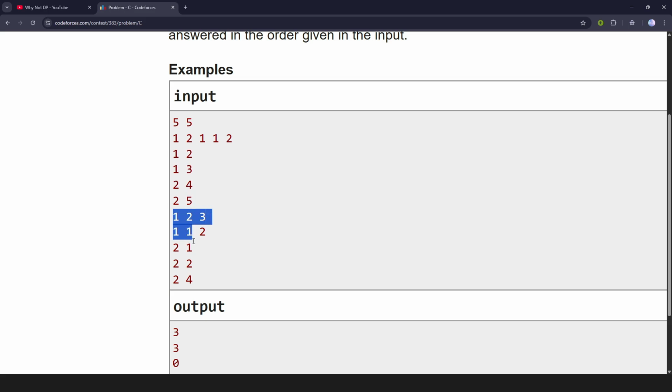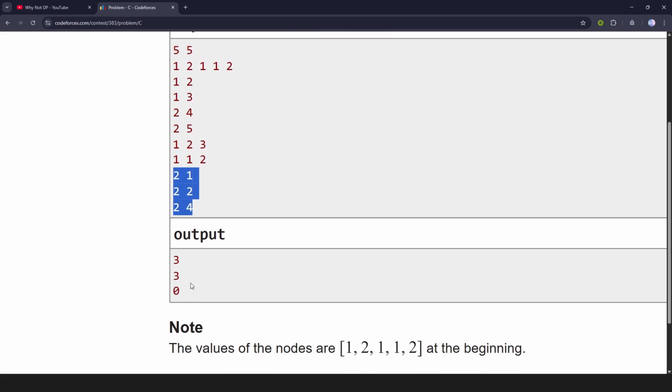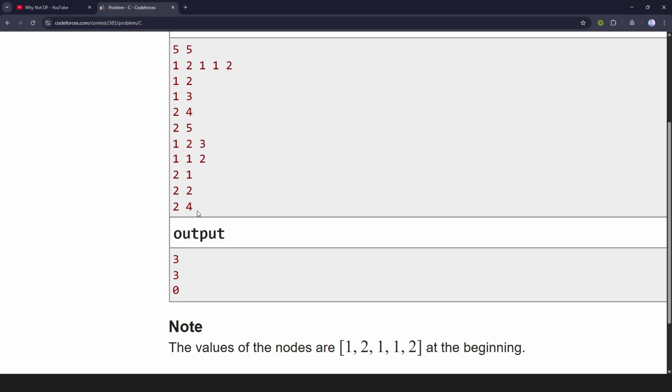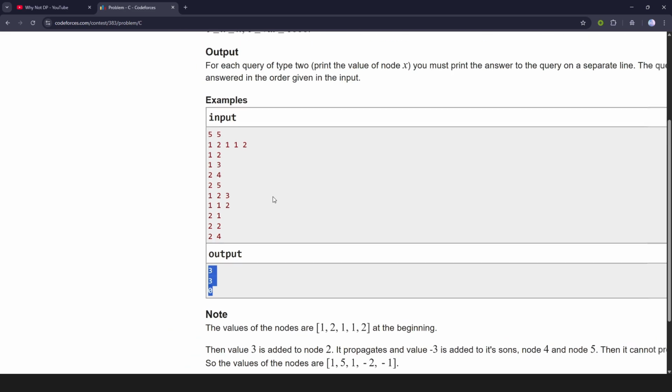Finally, we are given m lines of queries, that is a total of 5 queries, right? And each of these queries is either of the format type 1 or type 2. Whenever a query is of type 2, we have to answer it. Since there are a total of 3 queries of type 2, we are also given 3 integers in the output. So this is the question.